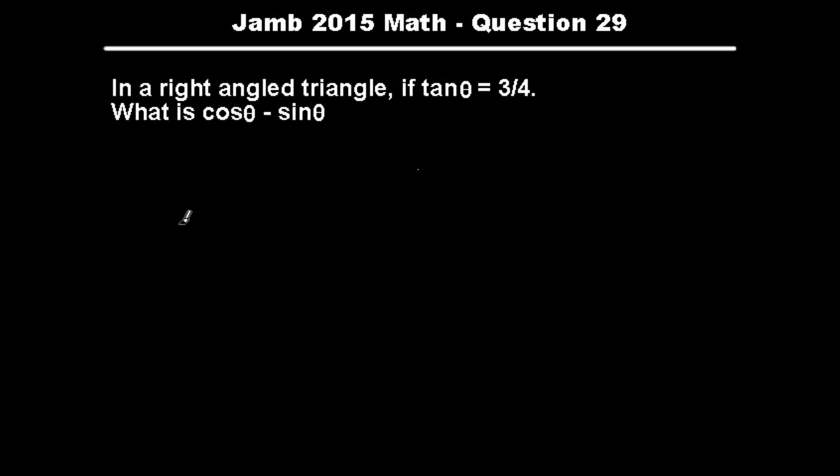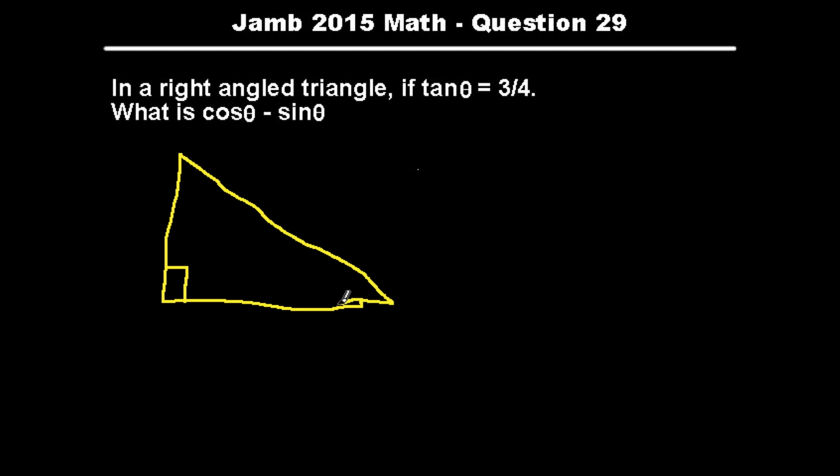But let's go into this question. What are we actually being asked? Well, we are told we have a triangle, and it's a right triangle. That means one angle is 90 degrees. And we have another angle. Let's call that theta. And of course, a third angle.